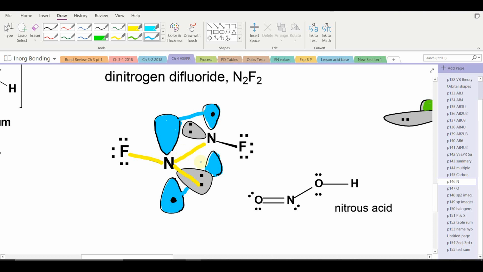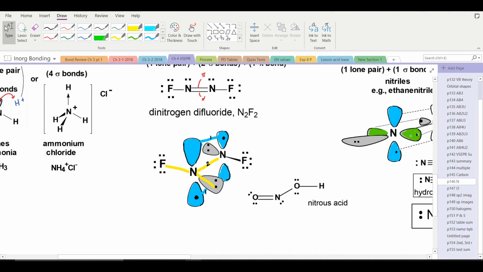So we see 3 lines, if you will, 2 blues and 1 yellow, but that represents 2 pairs of electrons, a total of 4 electrons. There are 2 electrons in the sigma bond, and there are then 2 electrons in the blue overlapping pi bond.